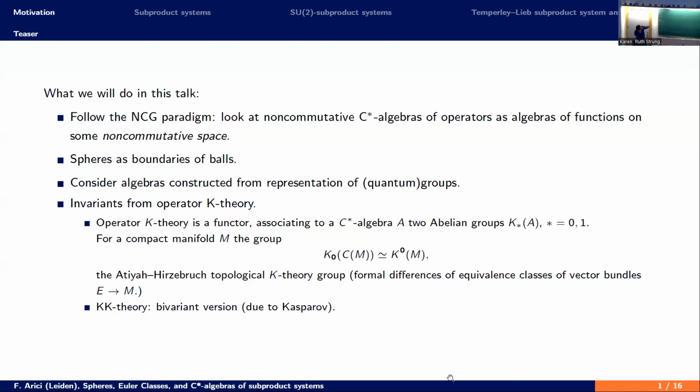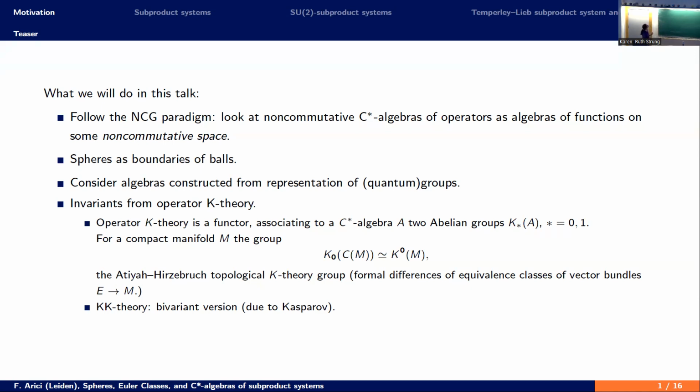Okay, so this is what we will do in this talk, just to give you an idea of the philosophy behind what I'm going to tell you about. We will basically follow the non-commutative geometry paradigm, or maybe I should call it topology, because we will look at non-commutative C-star algebras of operators, and we will interpret them as algebras of functions on some non-commutative space, whatever that is. I'm not going to dwell on the definition of that. Just see the non-commutative C-star algebra as our non-commutative space.